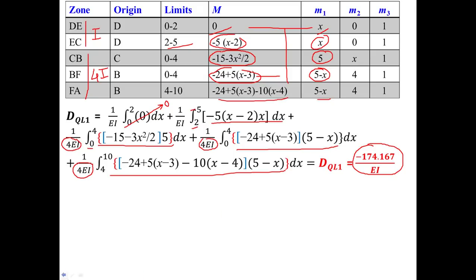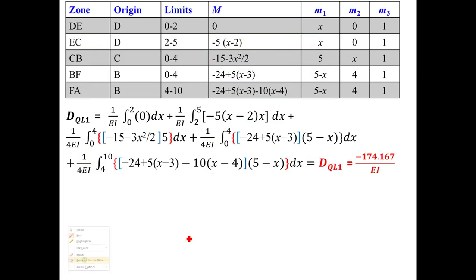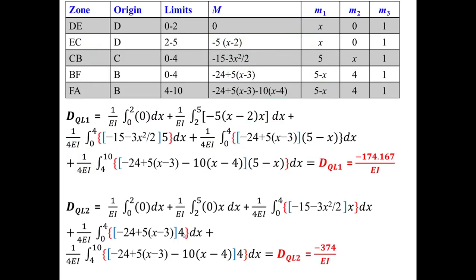Now the second element, I will remove all this part again. So the second element now, dql2. dql2 means capital M into m2. Capital M into m2. So capital M in the first zone is 0. So m2 is 0. So the first zone multiplication is 0. Okay. Similarly in the second zone the m2 element is 0. So the second zone multiplication is also 0. Okay. So this is also 0.